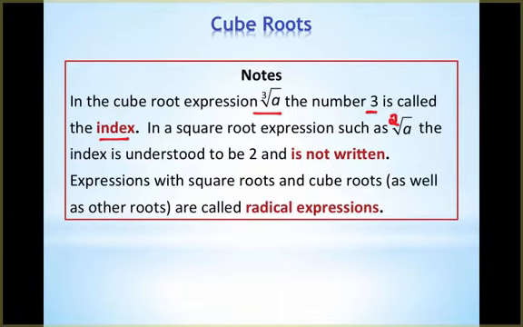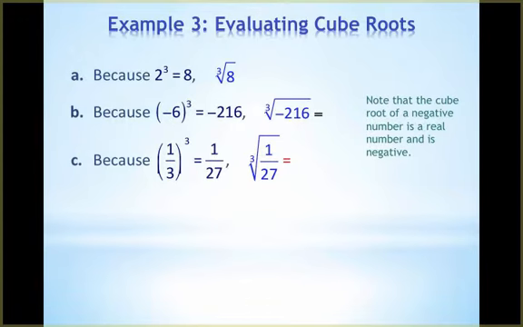So it's not normally written, just like when we write x, we understand that that means x to the 1, or x could also mean 1x. In radicals, our index is understood to be 2. Now let's look at evaluating some cube roots.